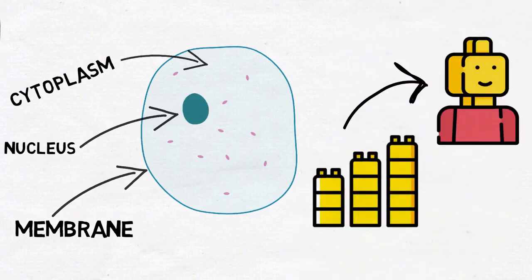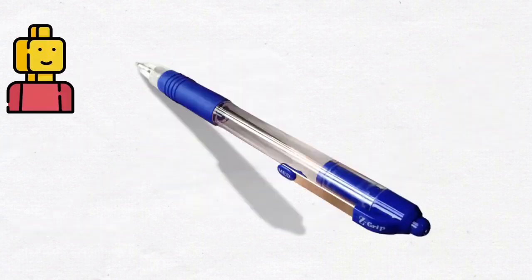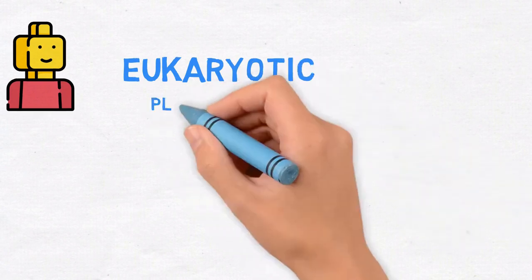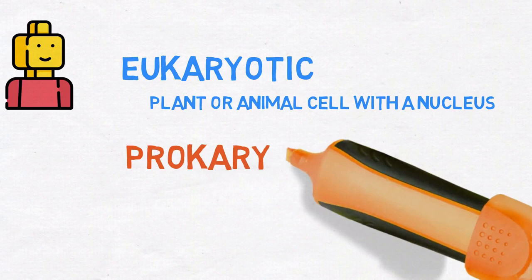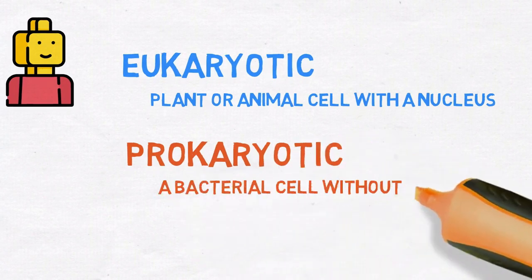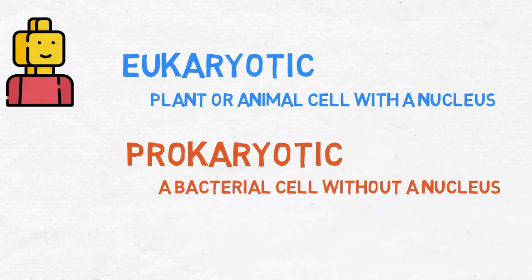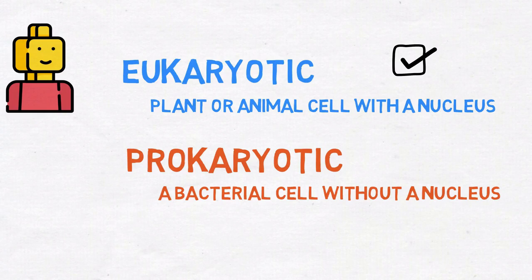There are many different types of organisms, and they can be classed into two categories: eukaryotic, a plant or animal cell with a nucleus, or prokaryotic, a bacterial cell without a nucleus. In this video, we are going to explore the structure of eukaryotic cells.